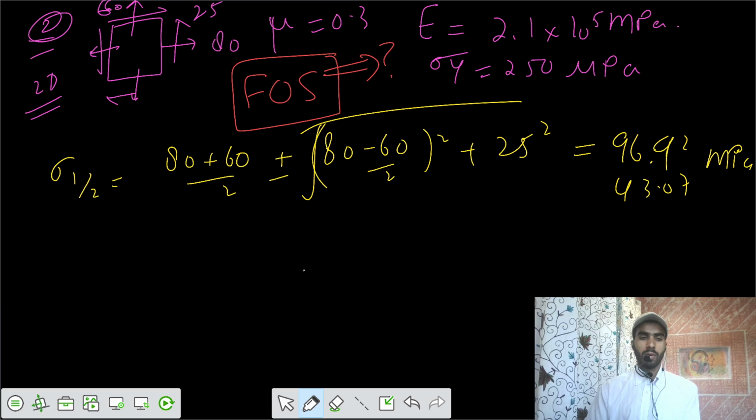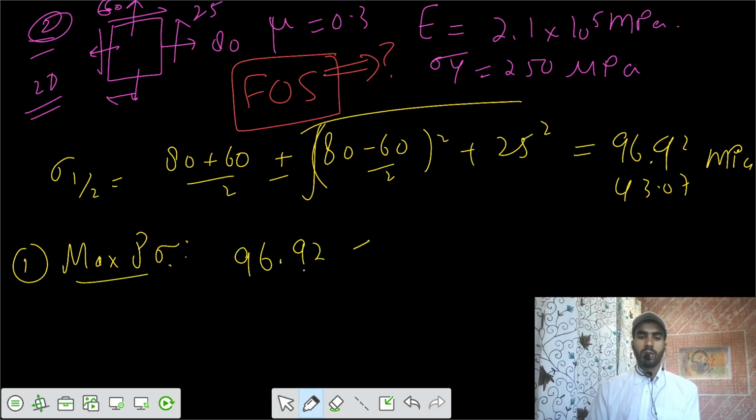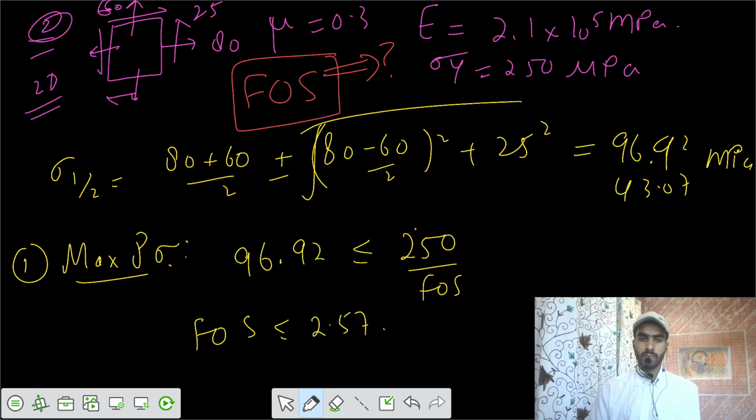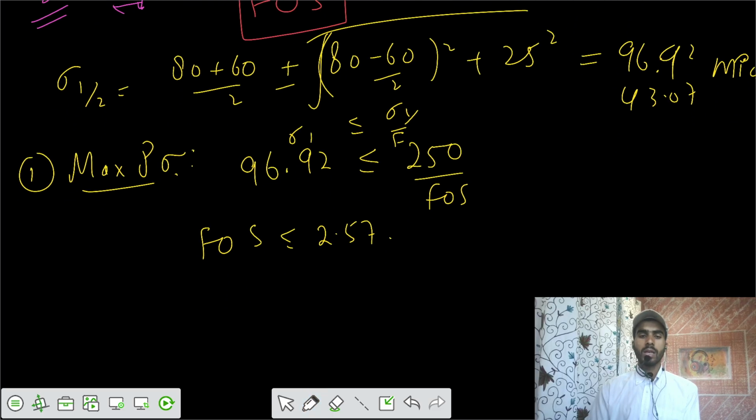Now for method 1, maximum principal stress theory, it says 96.92 should be less than or equal to 250 by factor of safety. That means factor of safety should be less than or equal to 2.57. So this one is sigma 1 should be less than or equal to sigma y by factor of safety. So we got a factor of safety less than 2.57.